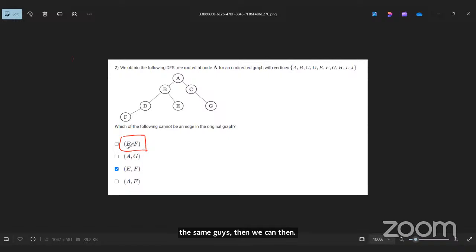So here it is possible that we can have an edge between B and F, because certainly F belongs in the branch of B. So yes, it is possible to have a backward edge between B and F. So that means that's not correct. Now again E and G. It is possible to have an edge between E and G, because again they are in the same place. So that means this is not right.